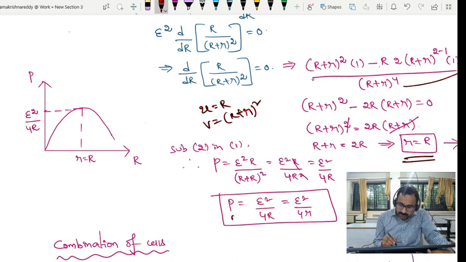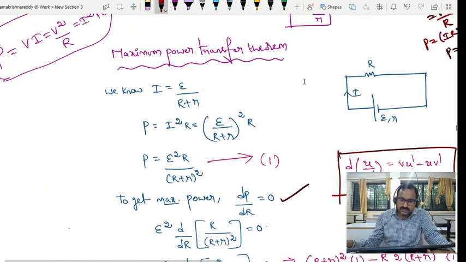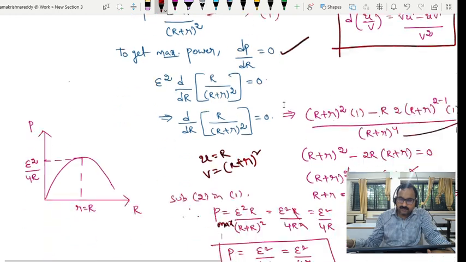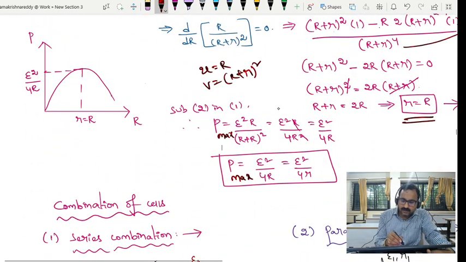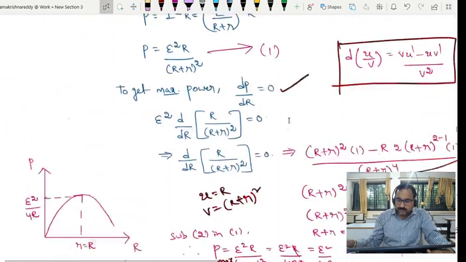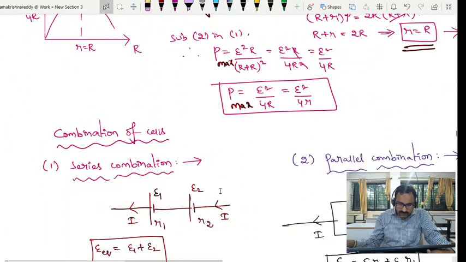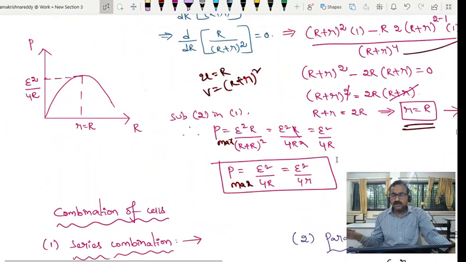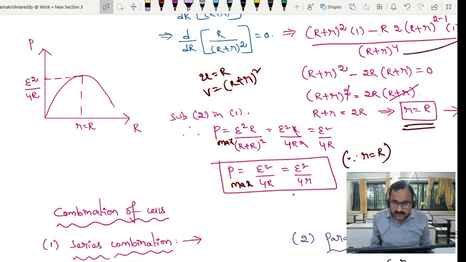So what is the maximum power value? See that one, P max is equal to how much? What is the power formula we got there? P is equal to, see that one clearly, equation number 1. Substitute in equation 1 that small r equal to capital R. Then what did you get? P is equal to E square by 4R, since small r equal to capital R from equation number 2. That's why we are getting this.